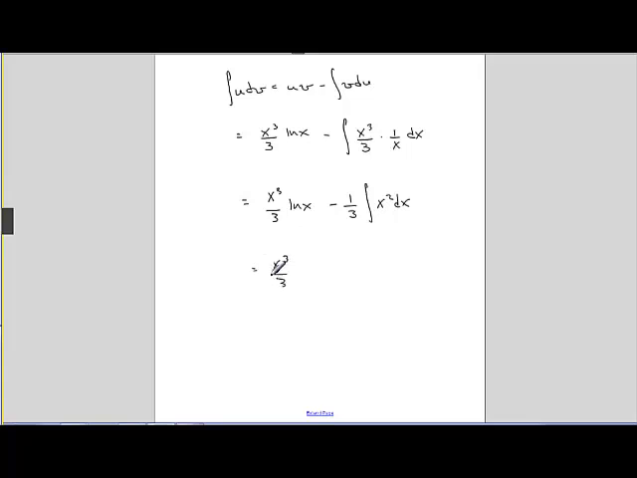So the first part stays the same, and we integrate that, so we get our constant times the integral of x squared, which is x cubed over 3 again, plus our arbitrary constant c. So we end up with x cubed over 3 times the natural log of x minus 1/9 x cubed.